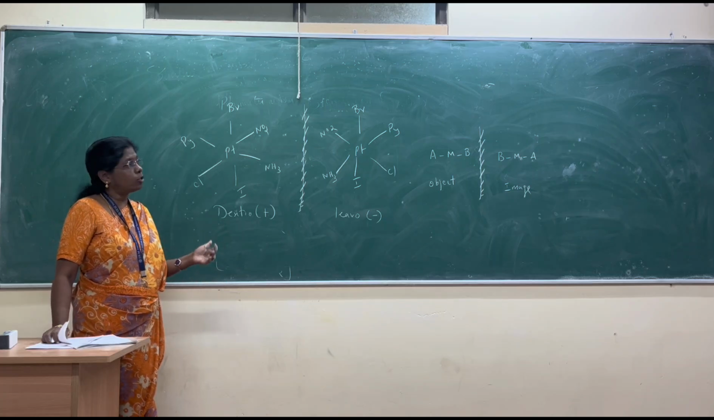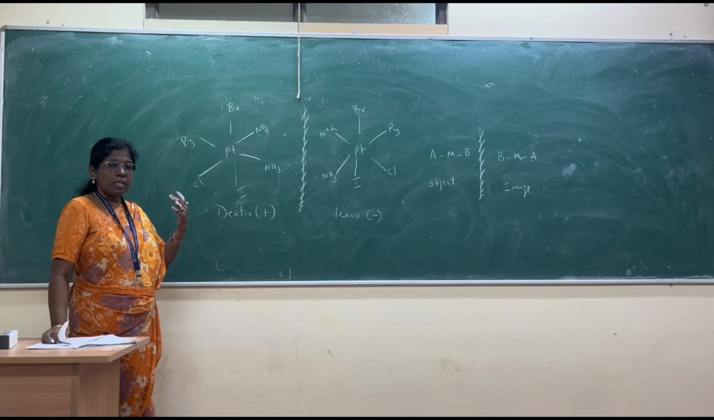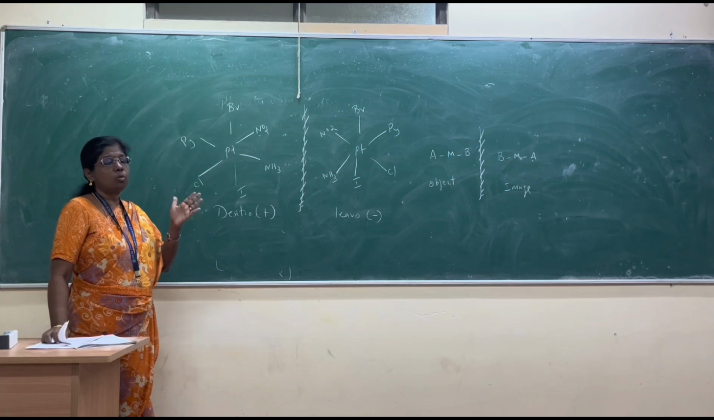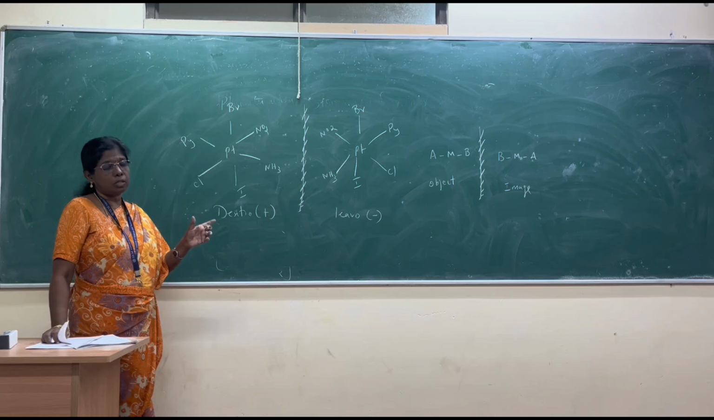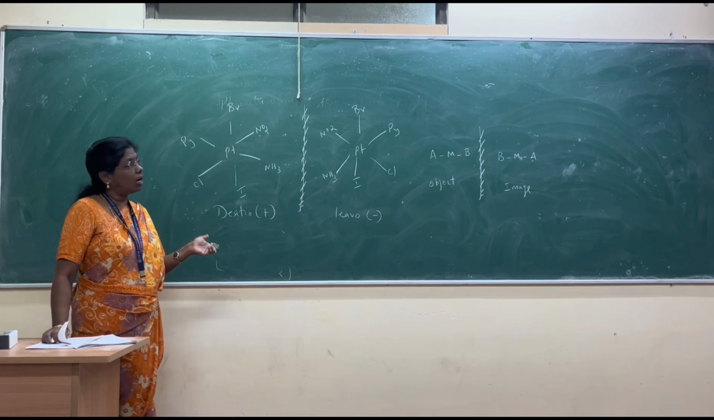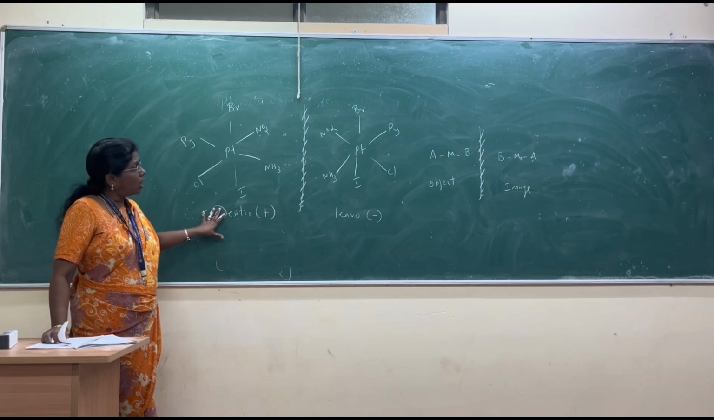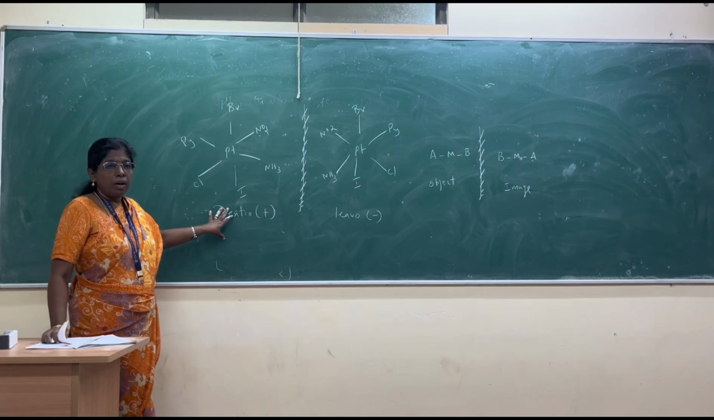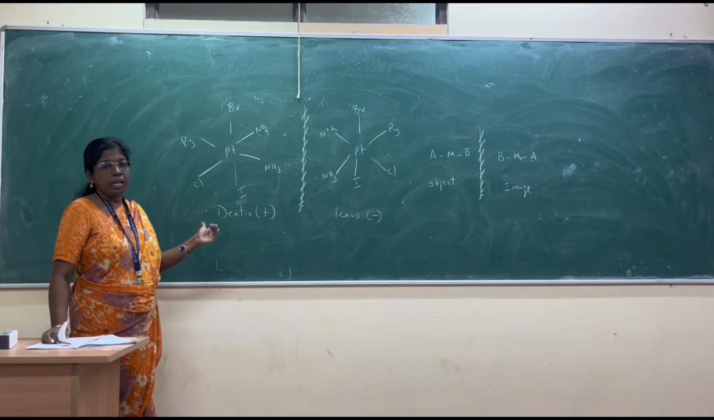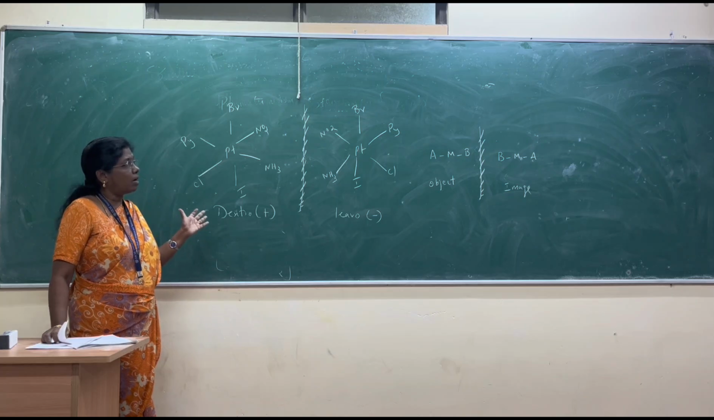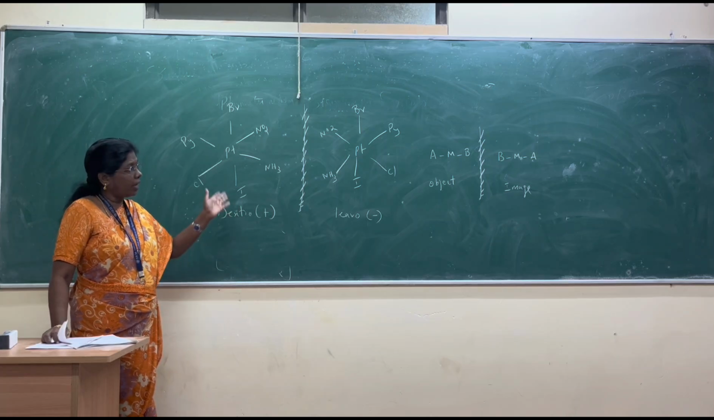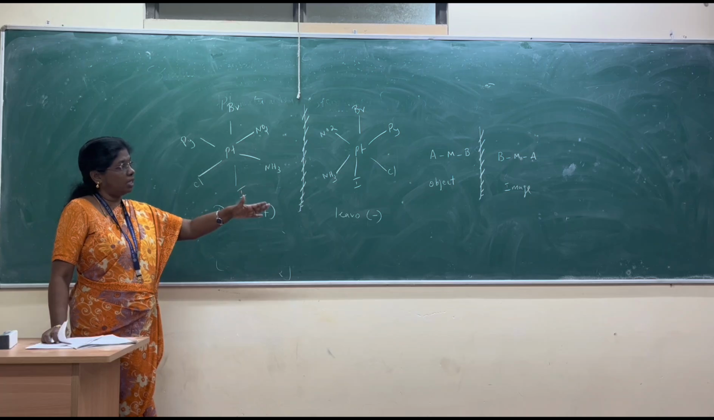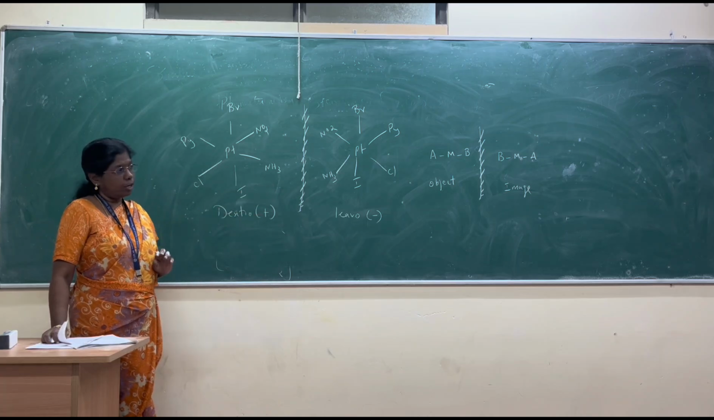In cis-trans isomerism, the same ligands adjacent to one another is called cis. The same ligands opposite to one another is called trans isomerism. In optical isomerism, the plane polarized light is rotated either to the right side or left side. Right side is called dextro-rotatory, left side is called levo-rotatory. The object and its mirror image are called enantiomers.